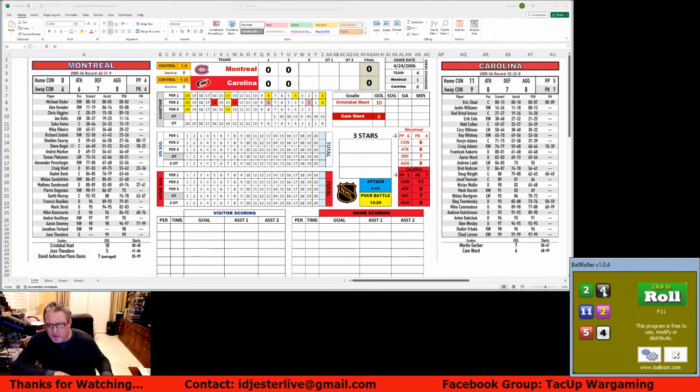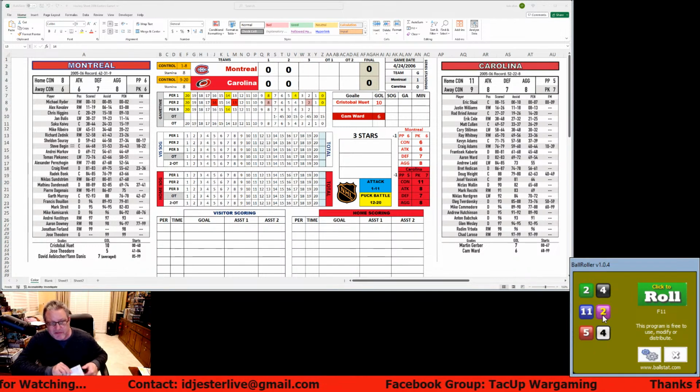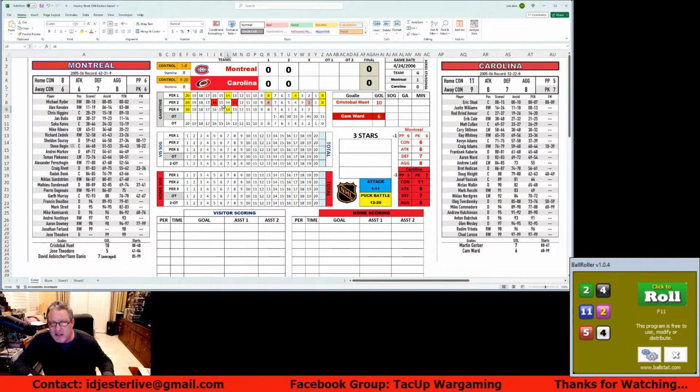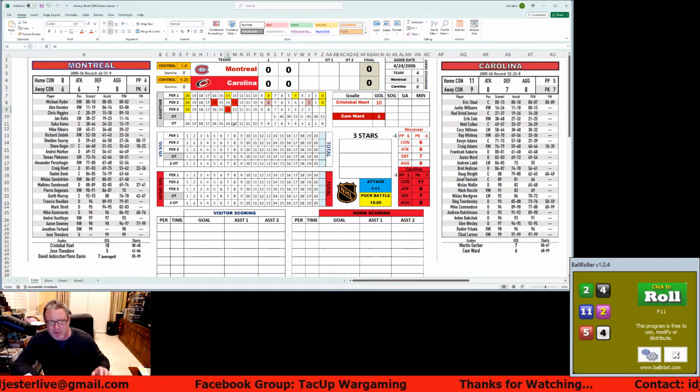It's a 4, which means it's an attack. 11 is Carolina. 2, which means it's in Montreal's defensive zone. 54. Defenders force an off-balance shot, and that's going to do it. So Carolina gets a shot, but defenders, again, for Montreal, rise up to the task and keep Carolina off the board. We move on.